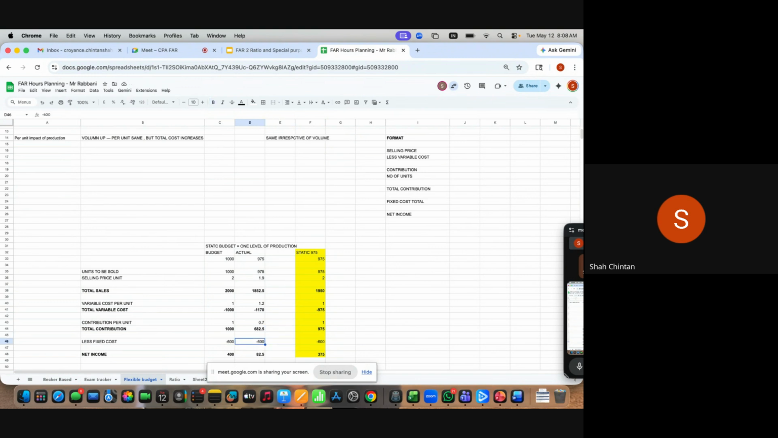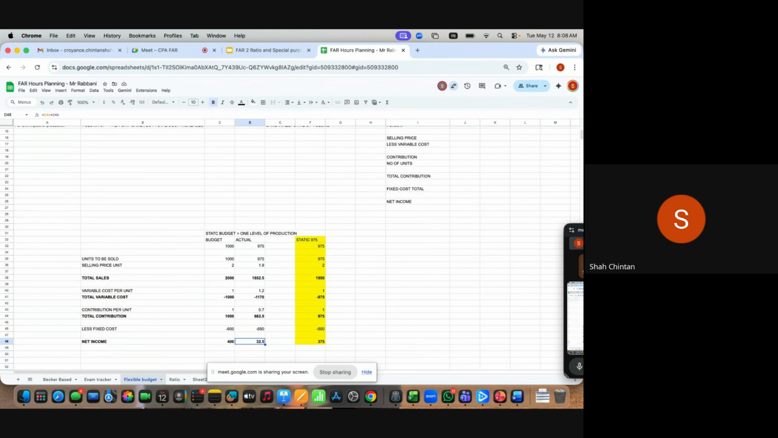Fixed cost, let's say actual fixed cost turned out to be $650 instead of $600. So now they will call the rent people, the marketing people, and say you have incurred more spend than what we budgeted. And ultimately, they will say to the board of directors that we should have a profit of $375 at 975 level of activity, but we only have a profit of 32.5. This was the story in the older days.